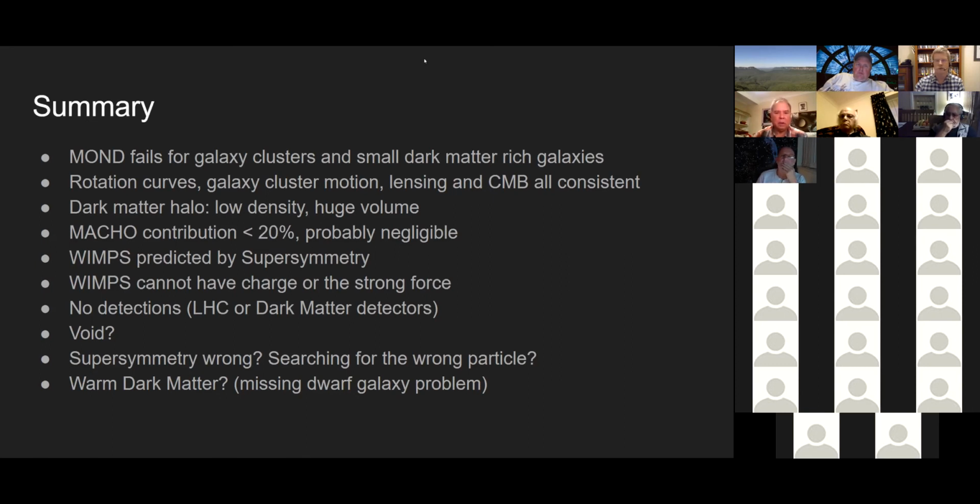John, a follow-on question to a very good presentation. In the case of everybody referring to cold, warm, and hot dark matter, what sort of temperatures are they referring to? They're not.